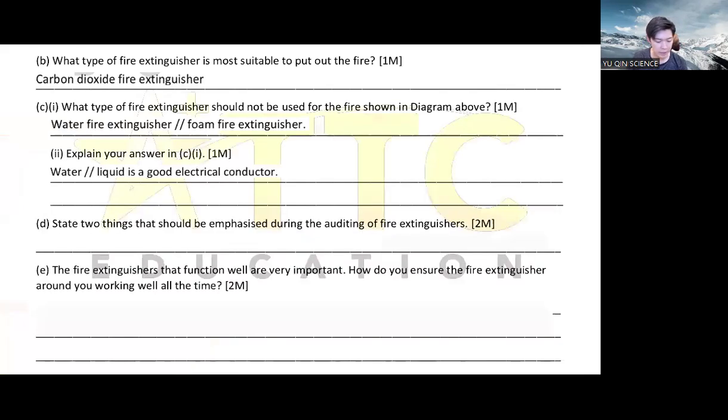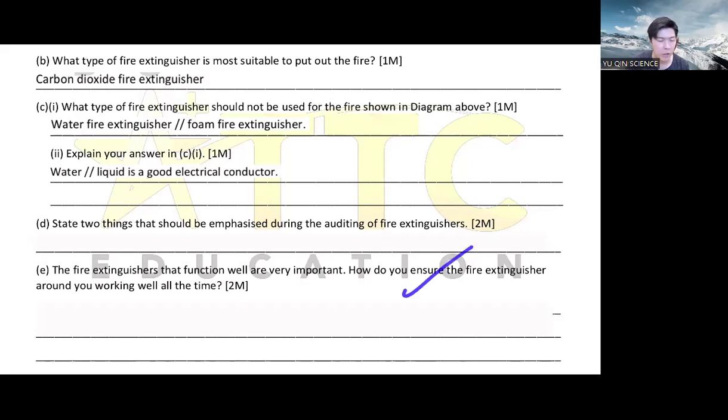Okay, next one. The fire extinguisher that functions well is very important. How do you ensure the fire extinguishers around you work well all the time? This is a tabalik question, meaning we know that we have to do auditing to check this and check that. Now the question asks, how are you supposed to know all your extinguishers are okay? Tabalik, I must do auditing, I must check, I must maintain the extinguisher. Number one. Number two, if expired or anything wrong, we change to a new one.